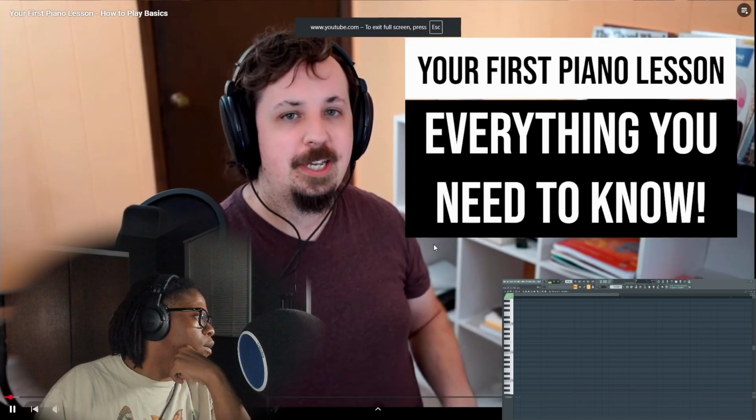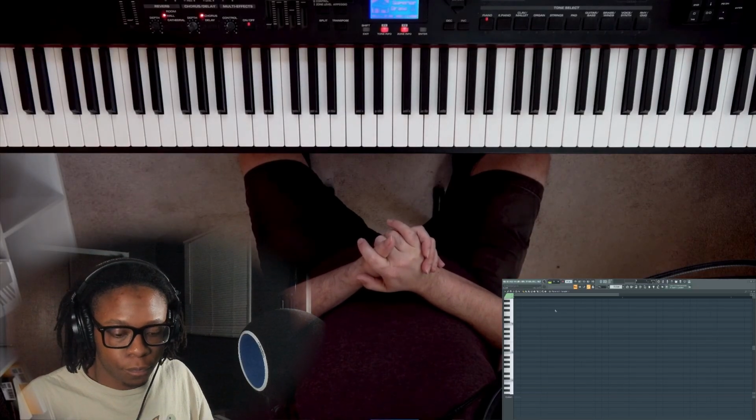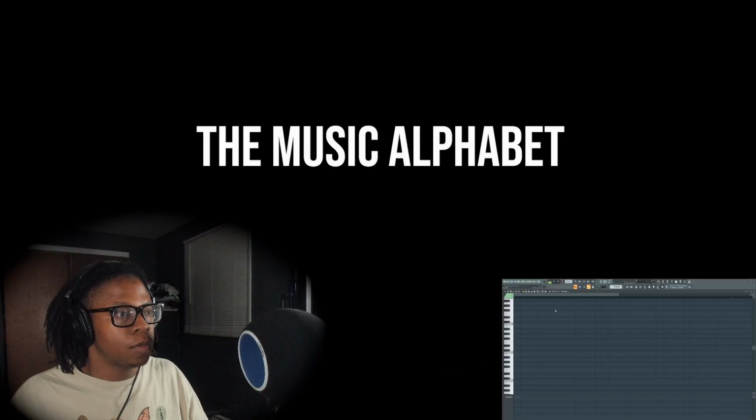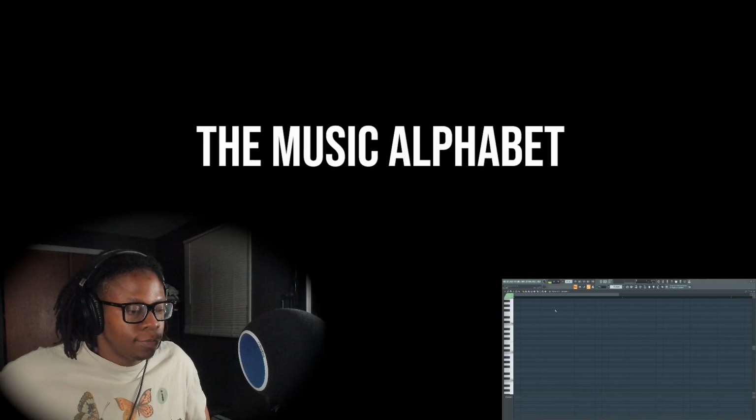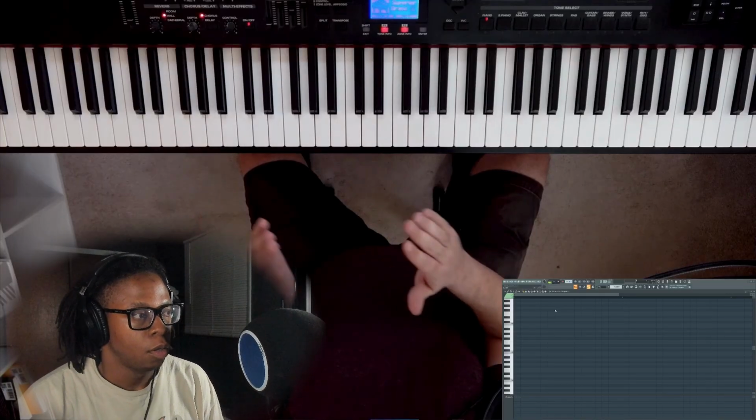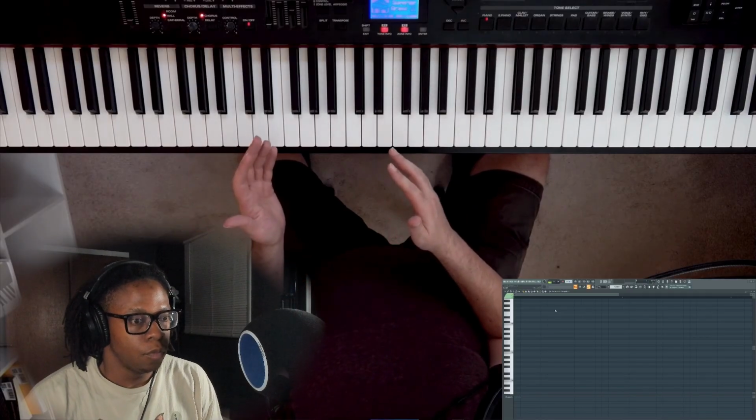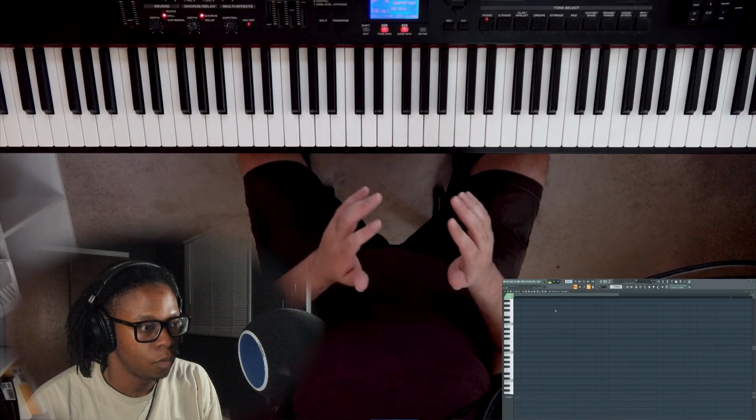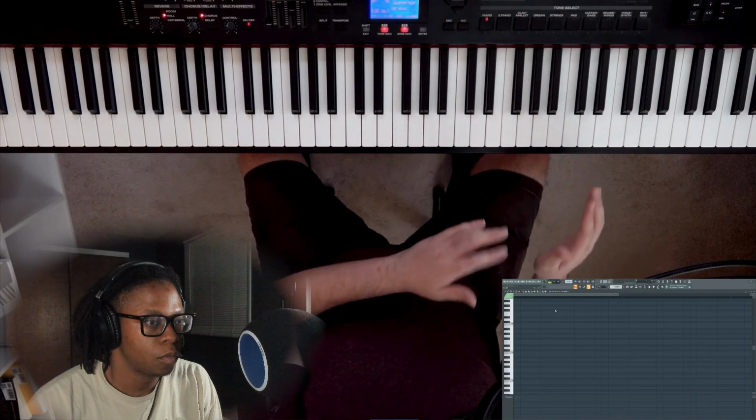That's going to give you everything you need to know as a beginner student. Starting off at the top with the most basic things, you're going to have to know about the music alphabet first. The music alphabet goes from A to G, and it repeats. So it's going to go A, B, C, D, E, F, G, A, B, C, D, E, F, G.